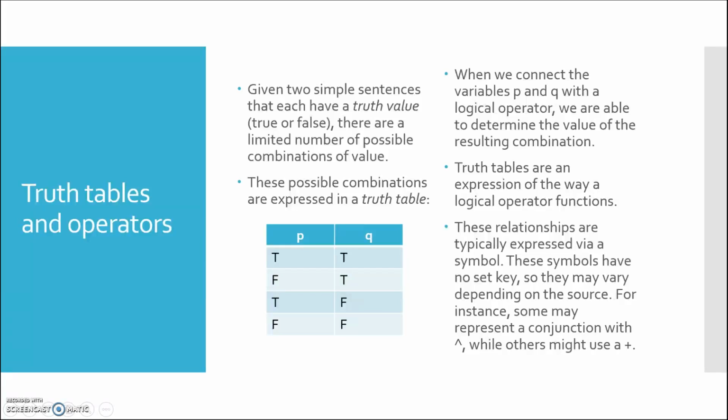When we connect p and q with a logical operator, we're also able to determine the value of the resulting combination. Truth tables are an expression of the way the logical operator functions, and these relationships are typically expressed via a symbol. They don't have a set key, so depending on which resource you're looking at, they may be different symbols, but there will always be a key to let you know to which symbol they are referring.